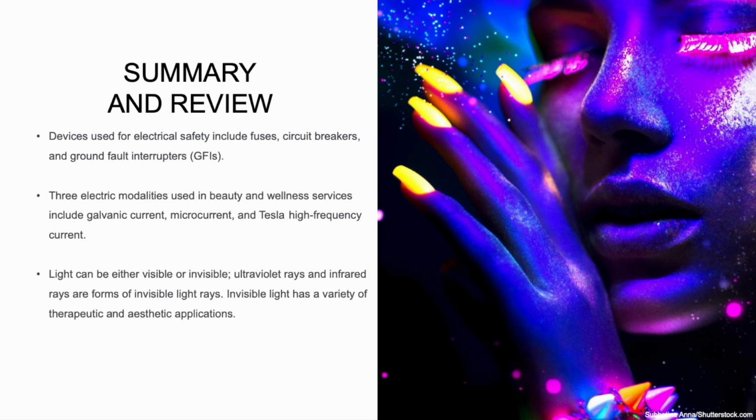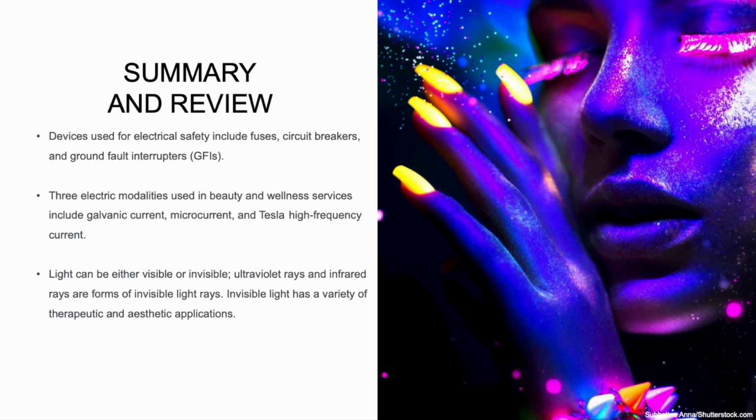To summarize and review, to finish off this lesson, devices used for electrical safety will include things like fuses, circuit breakers, and ground fault interrupters, GFIs. We did an activity that allowed you to take a look around your current environment and locate the GFI outlets as well as UL products within the home. Three electrical modalities are used in beauty and wellness services to date, and that's galvanic, microcurrent, and Tesla high frequency. We also talked about expanding more on these when we get to advanced topics and treatments and how you're using them, as well as contraindications.